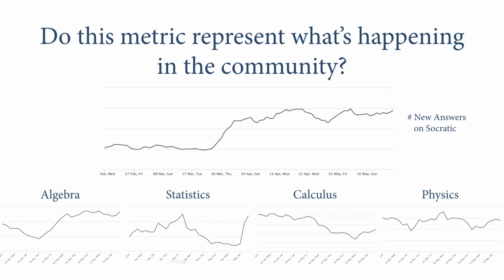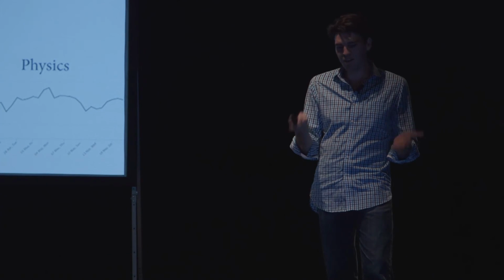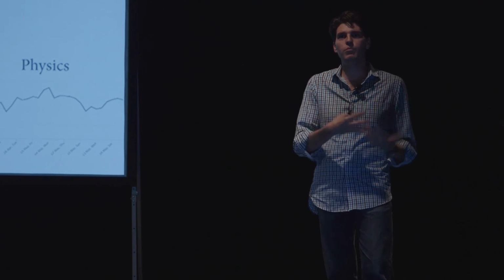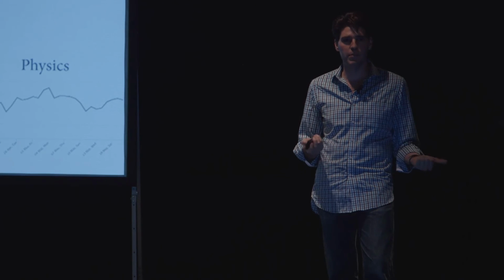Overall, Socratic is growing. We're getting way more answers. But for example, something weird happened in statistics, right? We should figure out what that is, because there's some weird experience that happened to people there, and that's a lot more telling than this aggregate number. So basically, the advice there is to choose metrics that are proportionate to what the human experience of contributing or being part of that community might be.